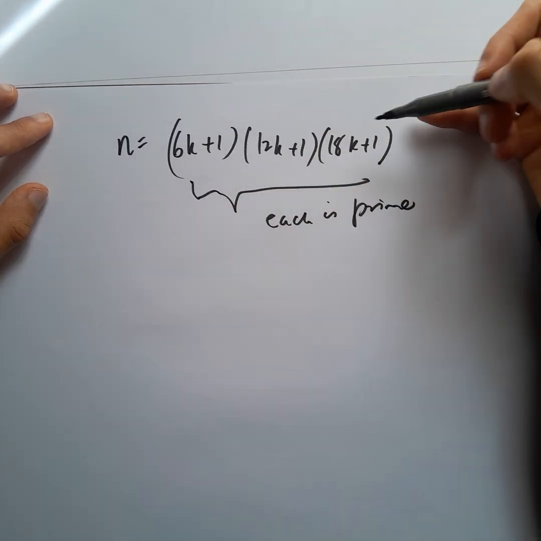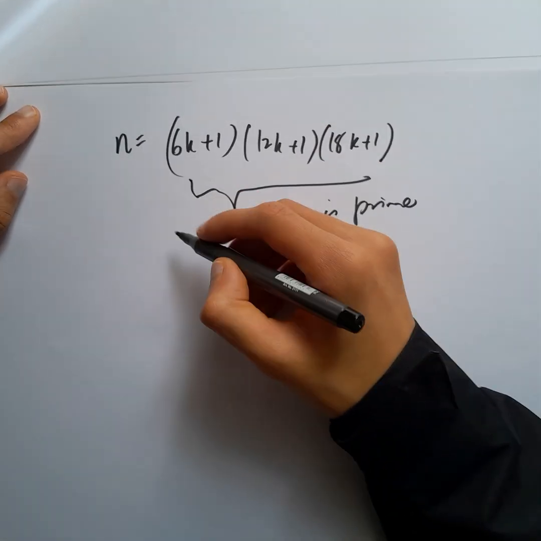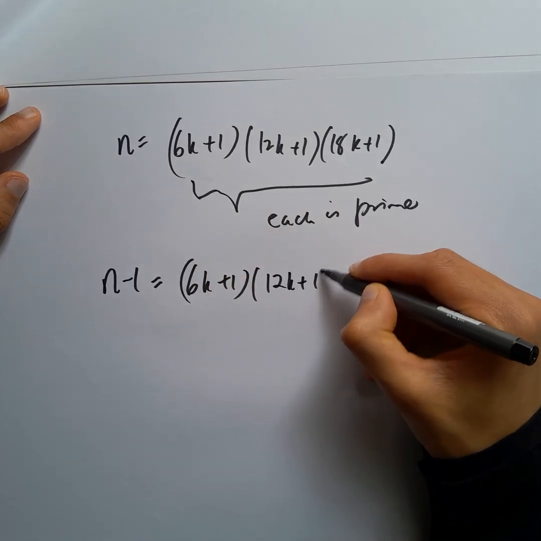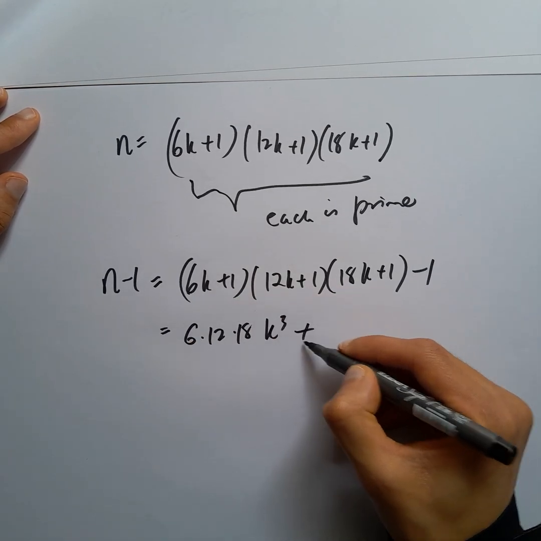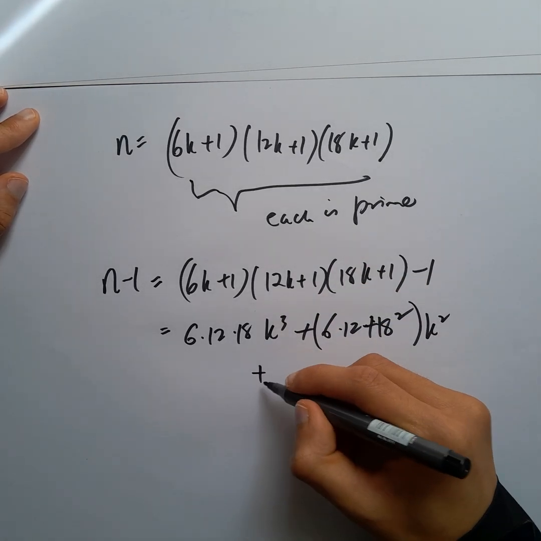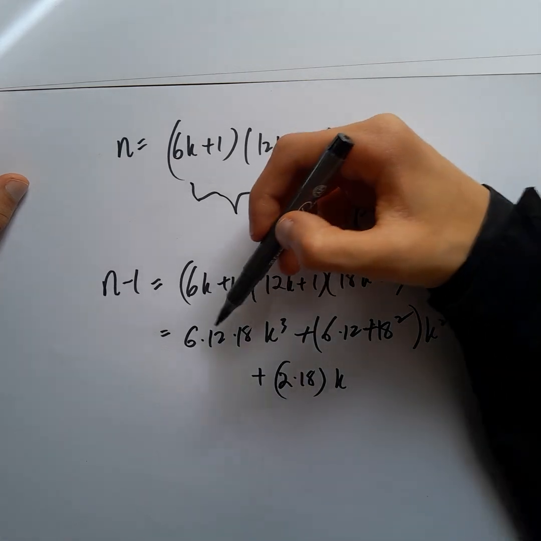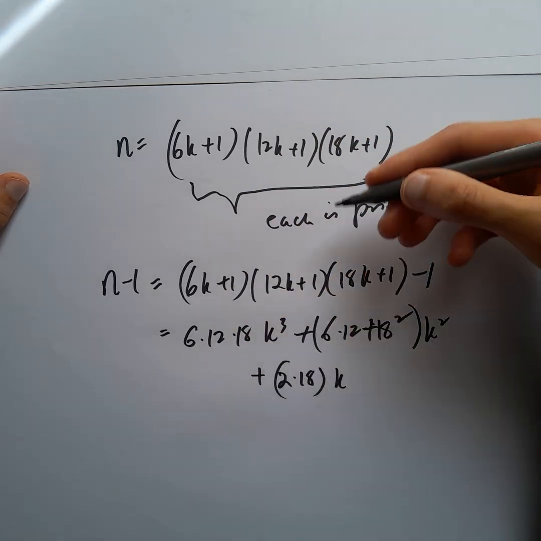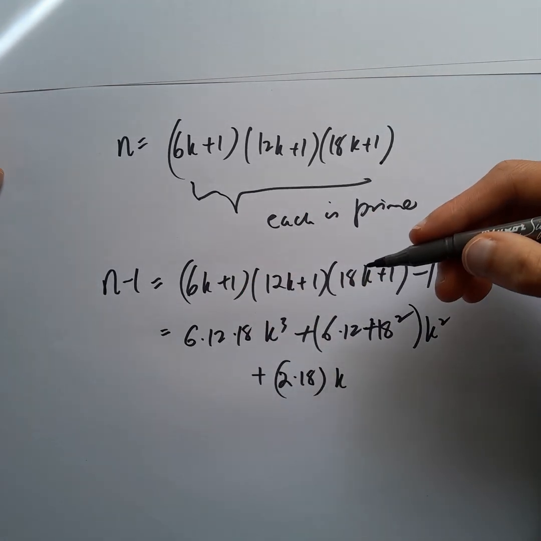Then n is square free. No two of these primes are equal. So n is square free. And if we expand this out, we obtain n minus 1 is equal to 6k plus 1 times 12k plus 1 times 18k plus 1 minus 1, which expands to a sum of terms including 18 squared times k squared plus 2 times 18k. Now if you look carefully, each of these is divisible by 6k, 12k, and 18k. So by Korselt's criterion, n is then a Carmichael number.